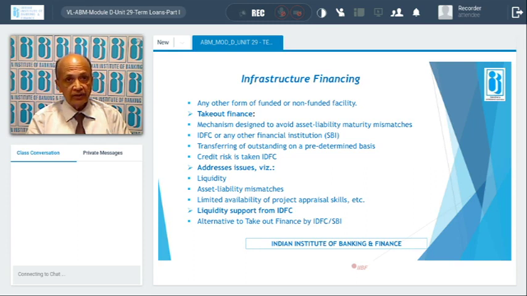Then another is takeout finance. Another mode of dispensation is takeout finance. It is a mechanism designed to avoid asset liability maturity mismatches.